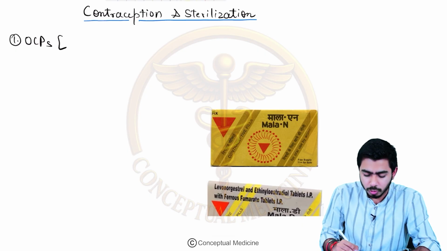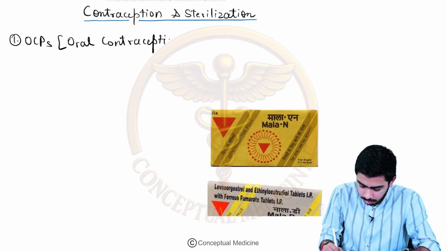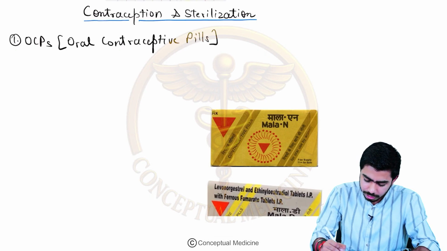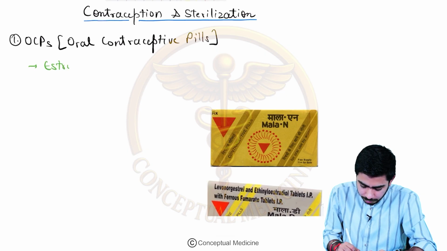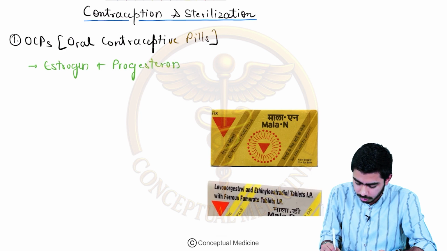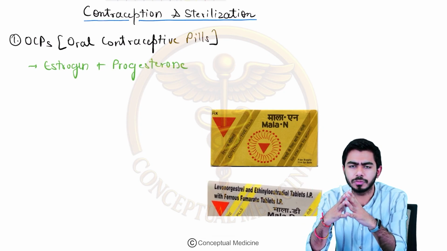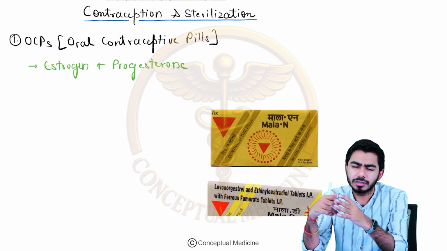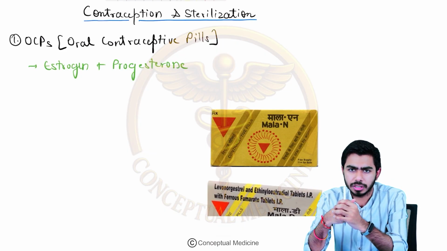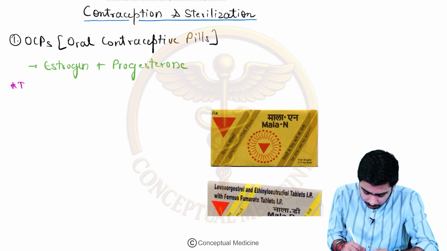Everybody knows that OCPs are the oral contraceptive pills. Basically these are a combination of estrogen and progesterone, and you are very well aware from other subjects, like physiology, that estrogen and progesterone are hormones. So from outside we are giving these hormones to the lady. We will not call her a patient, but over here we are giving them as a contraceptive so that they can prevent pregnancy.